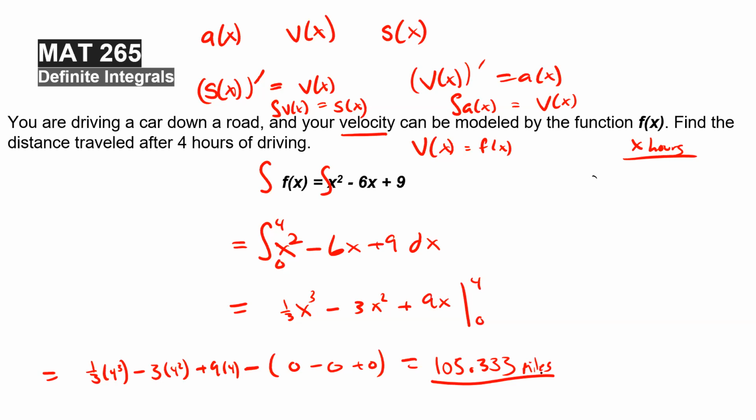Couldn't I have just done s of 4? In this case, it would have worked out. But what if at 0 we already have some amount of distance covered? That's why we have to evaluate from 0 to 4. What if s of 0, for example, was 10? Then it would have been s of 4 minus 10, and just taking s of 4 wouldn't work. That's why you have to make sure you take the integral. So just keep that in mind.